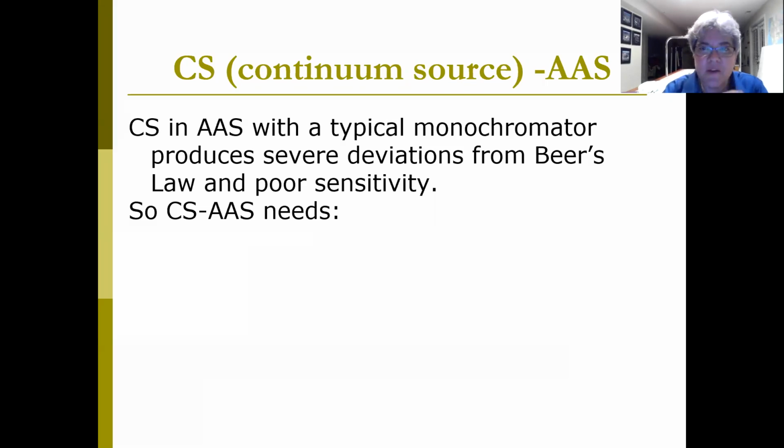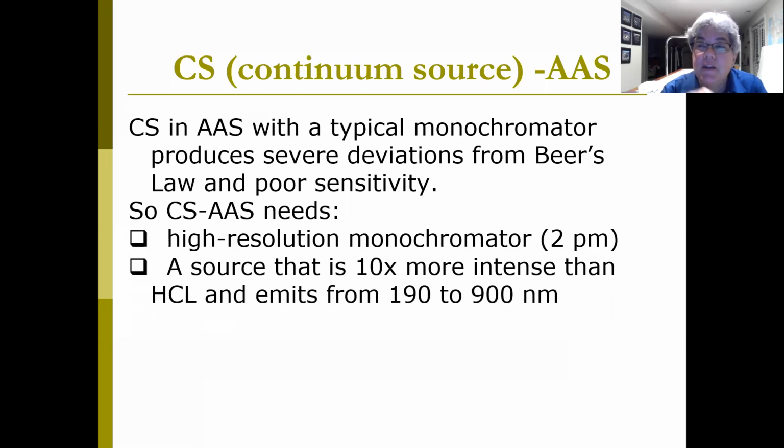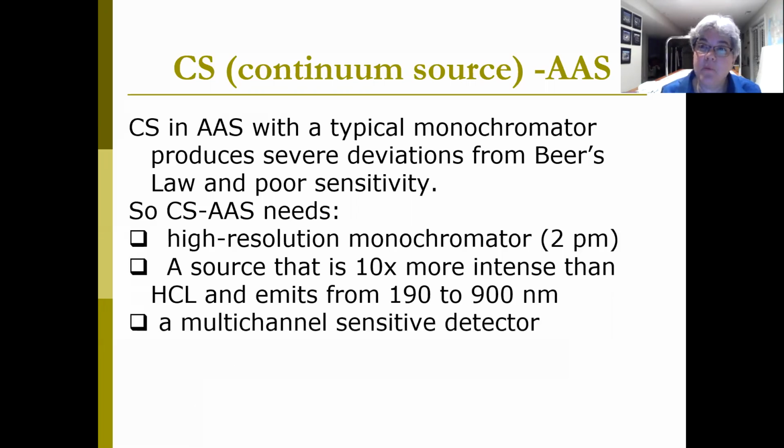If there's a few of you that are interested, I will just tell you very quickly, how can we use a continuum source for AAS? You know, we said that causes big problems with deviations from Beer's law. So to use a continuum source, you need a really high quality monochromator. You need a resolution of 2 picometers, 10 to the minus 12. So you need a really good resolution. You need a source that gives you all of the wavelengths and is more intense than a hollow cathode lamp. And then you're going to need a multi-channel, very sensitive detector.